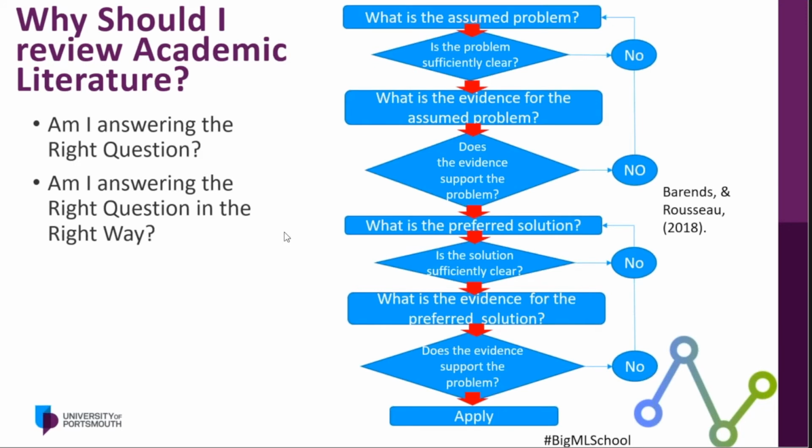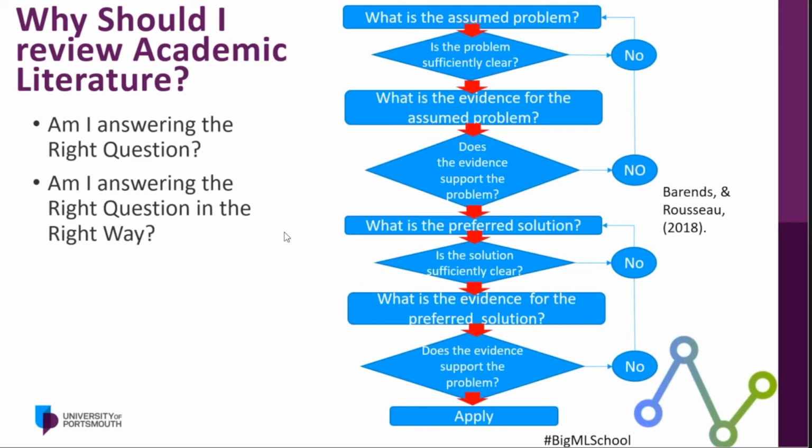So depending on the discipline that you're in, there's more or less emphasis placed on the academic literature. But for people who are new to a problem, like students, or even as a practitioner, if you're exploring an area for the first time, you don't have much domain knowledge, there's some value in exploring the academic literature to help you see if you're answering the questions. One, am I answering the right question? And two, am I answering the right question in the right way?